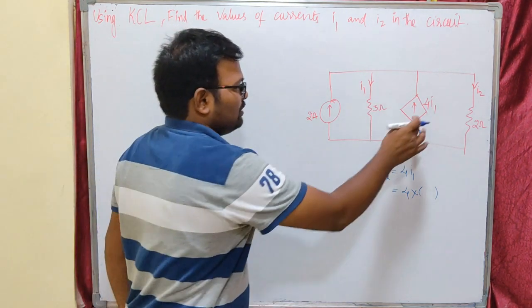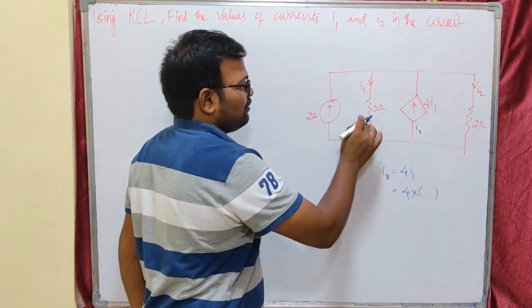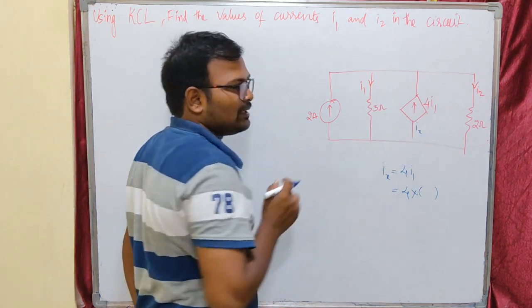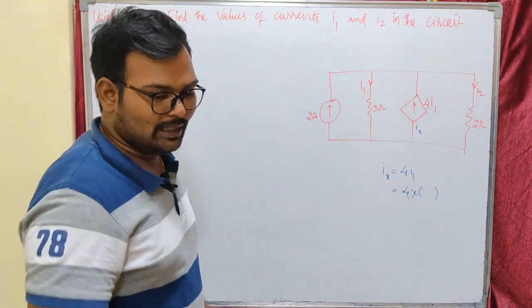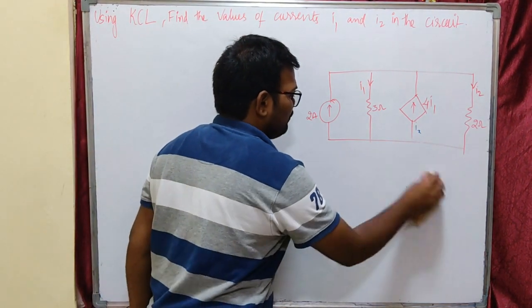Okay, so this is 4 into I1, where I1 is the current through this resistor. If this I1 changes, the value of this dependent current source will change. So that is the idea of a dependent current source or dependent voltage source.